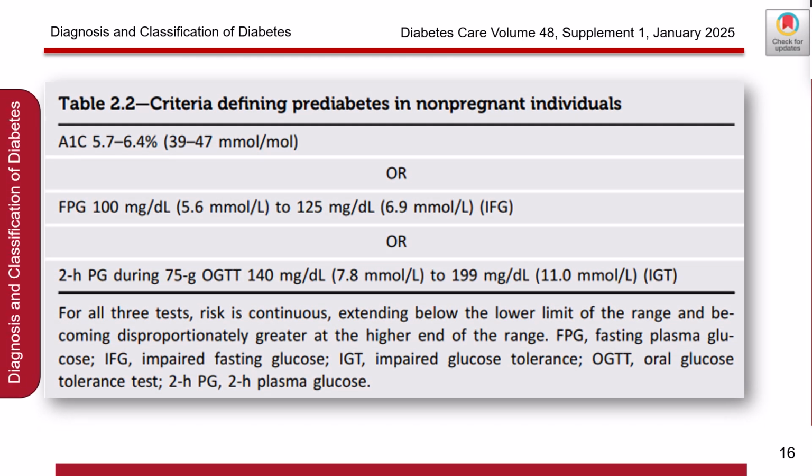Table 2.2. Criteria defining prediabetes in non-pregnant individuals. Glycated hemoglobin 5.7 to 6.4%, 39 to 47 millimoles per mole, or fasting plasma glucose between 100 milligrams per deciliter, 5.6 millimoles per liter, and 125 milligrams per deciliter, 6.9 millimoles per liter. This range indicates impaired fasting glucose, or 2-hour plasma glucose between 140 milligrams per deciliter, 7.8 millimoles per liter, and 199 milligrams per deciliter, 11.0 millimoles per liter, during an oral glucose tolerance test. This range indicates impaired glucose tolerance. For all three tests, the risk is continuous, meaning it extends below the lower limit of the range and increases significantly at the higher end.